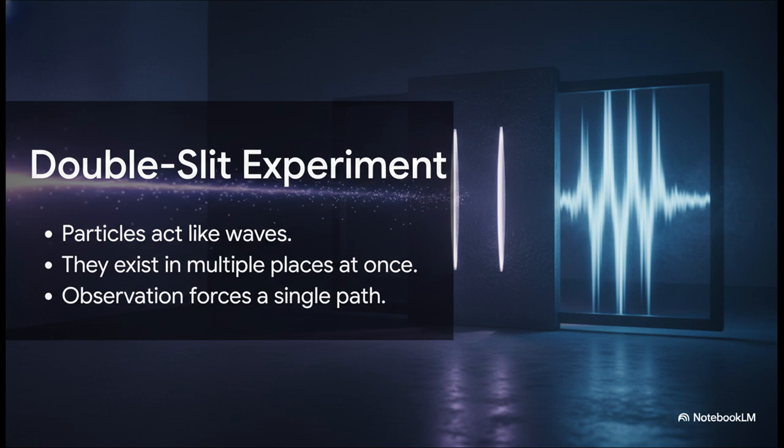But, and here is the really crazy part, if you put a detector right at the slits to observe which one the particle actually goes through, that wave pattern completely disappears. No way around it. The particle suddenly acts like a solid little bullet and picks a single path. It's like the very act of measurement somehow forces reality to make a choice.